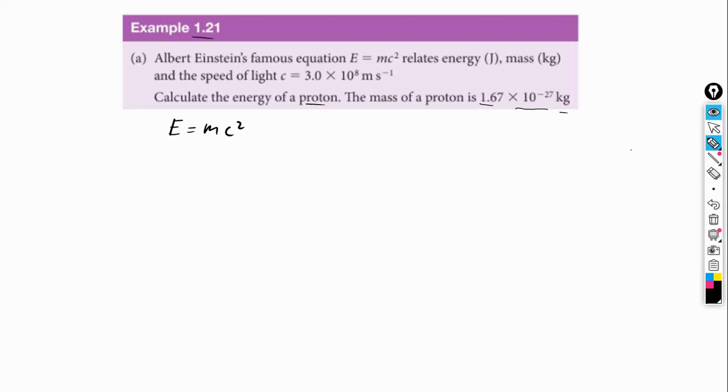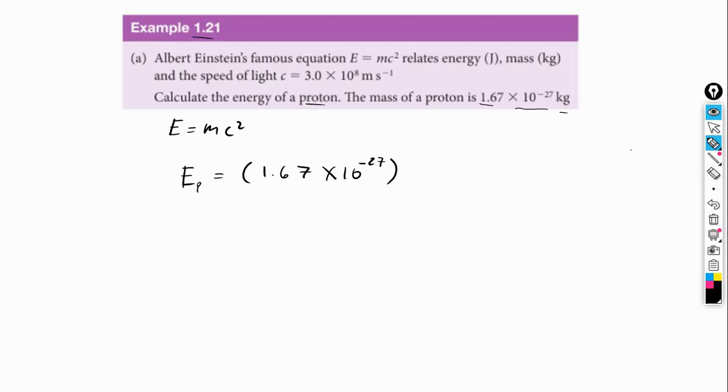So what would be the energy of a proton? Basically, all we have to do is substitute in this formula. So energy of a proton is going to equal its mass. So in this case, it's 1.67 times 10 to the minus 27 kilograms, but I won't write the units here. So notice that this is a very, very small number. This negative 27 indicates that we have 27 zeros to the left of the 1.